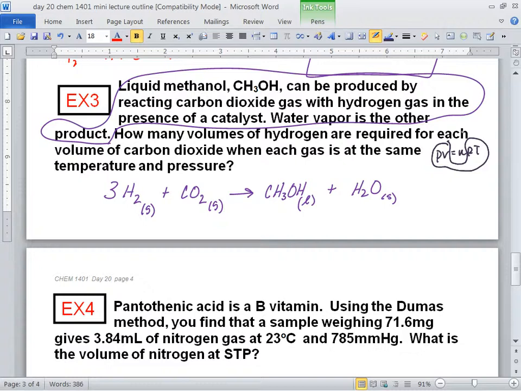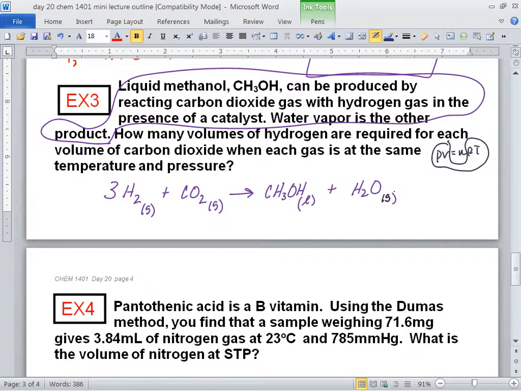So all you pretty much do is look at these coefficients. We're supposed to read this as 3 moles of hydrogen reacts with a mole of carbon dioxide and produces a mole of methanol and a mole of water. That's how you're supposed to read it. But in terms of gases, if everything's at the same pressure, volume, and temperature, you can say 3 volumes of hydrogen reacts with 1 volume of CO2. And I think water is supposed to be a gas. That's supposed to be a G.